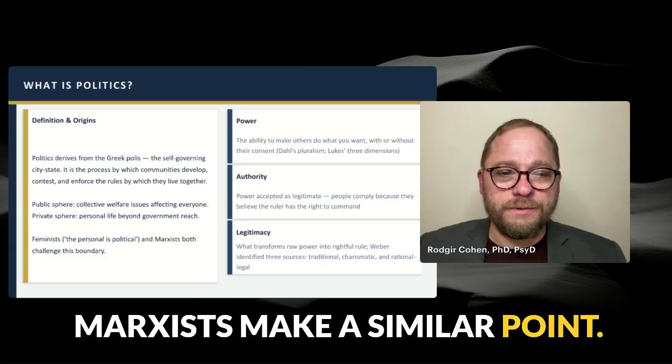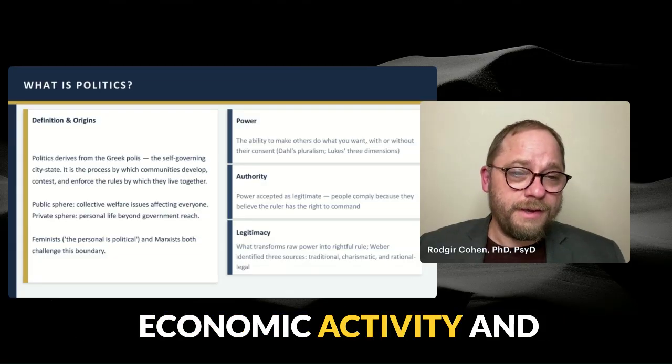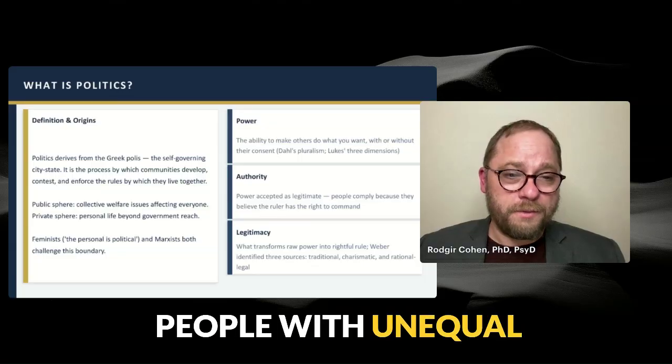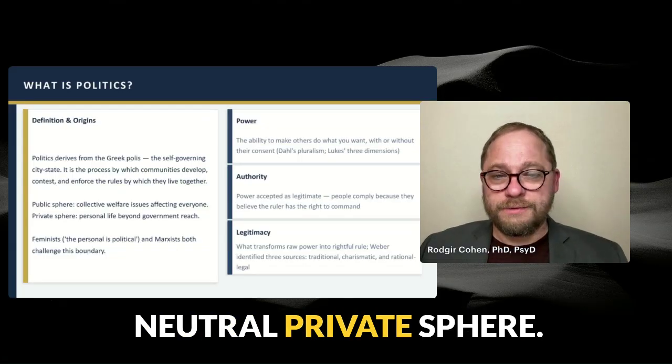Marxists make a similar point. What looks like private economic activity and employers paying wages is actually a political relationship between people with unequal power. And there's no neutral private sphere.